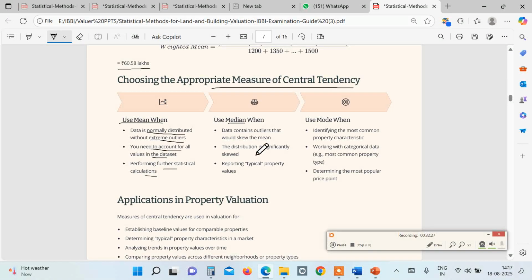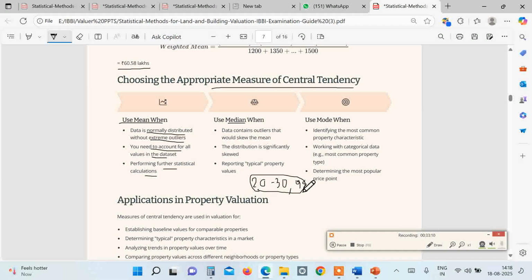So basically what happens, let us suppose you have values in the range of 20 lakh to 30 lakh, but one of the values which you have collected from the data is, let us suppose, 95 lakhs. So what it will do, it will increase the mean of all the values when you take the mean. So instead of using mean in this case, when some values are much higher than the other values, we will be using median.